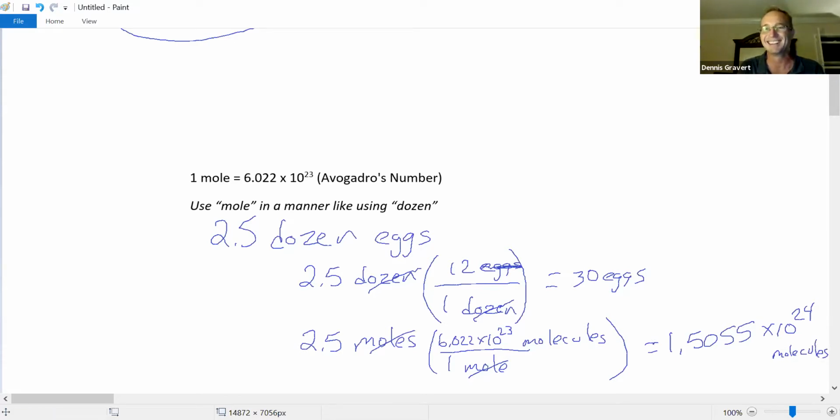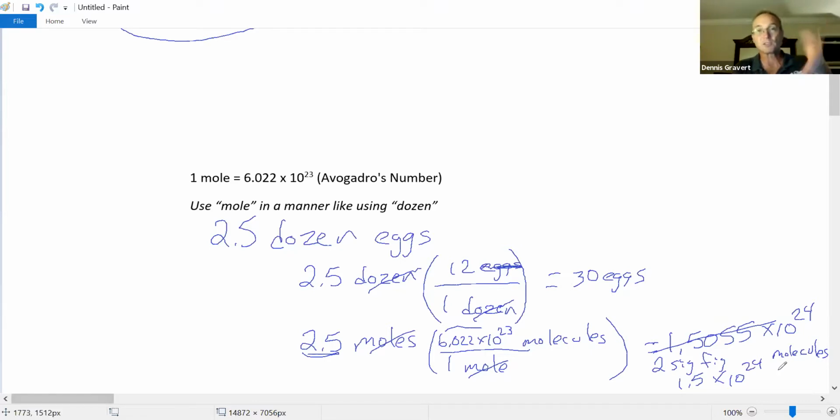That's a lot. I guess I wasn't too careful about my sig figs though, was I? There's 2 significant figures here, 4 here. So the calculator spit out this number, but to 2 sig figs, I shouldn't say this, I should say 1.5 times 10 to the 24th molecules.